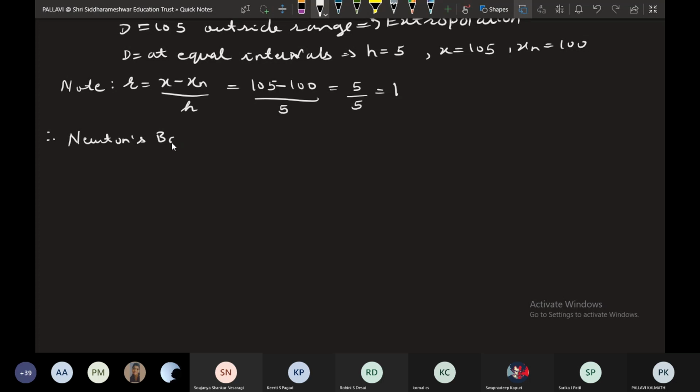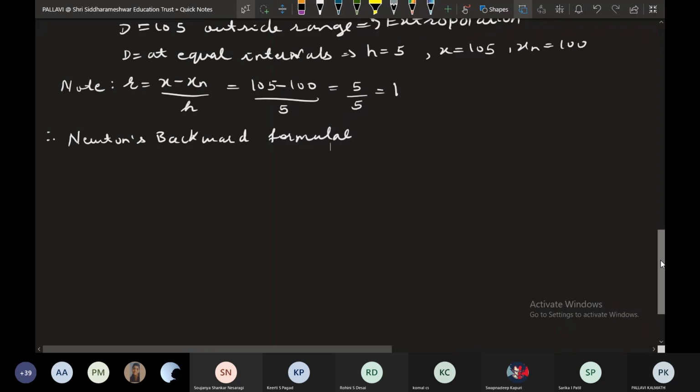Newton's backward interpolation formula. If you want to write a note, it is already given: if the value is closer to the first half, use forward; if closer to the next half, use backward. Fix it in your mind. So write the formula. What is the formula?